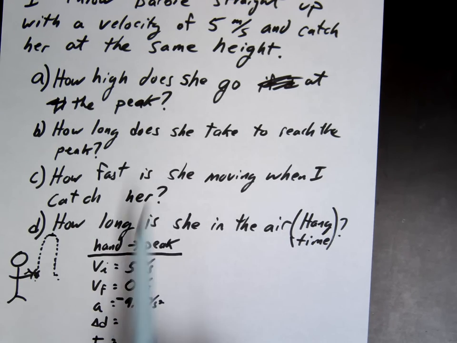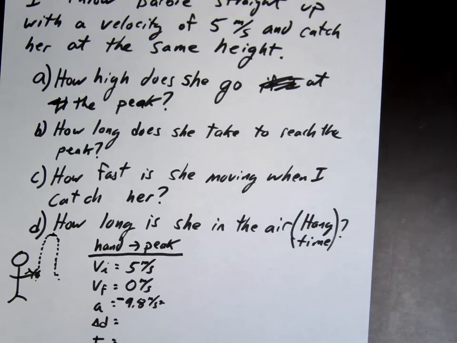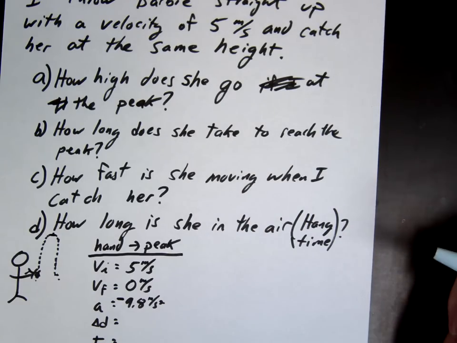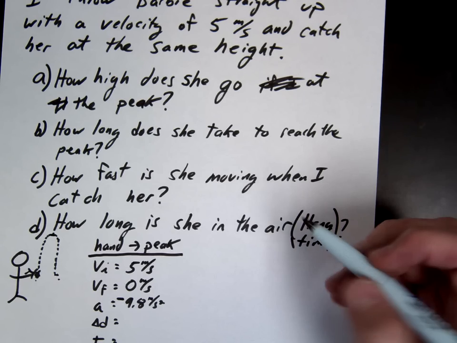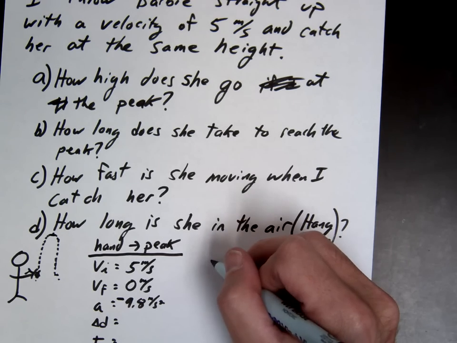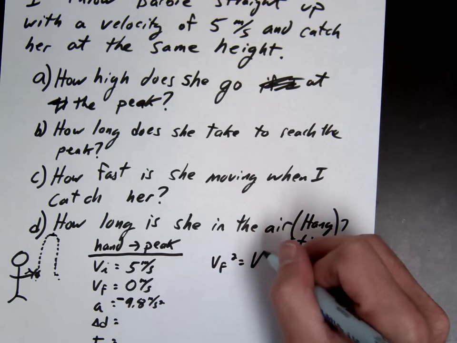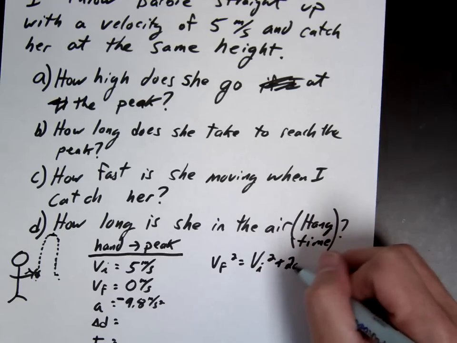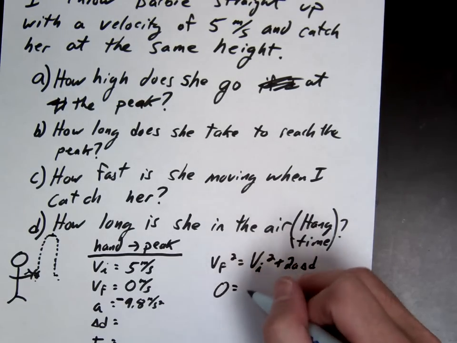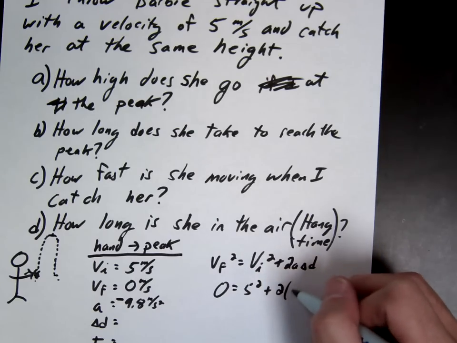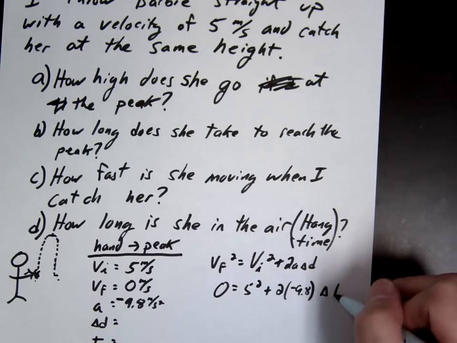How high does she go? So we now have our three things. Can we go ahead and find the fourth and fifth? Which one's going to work for us here? We're looking for distance. So the fourth one looks good. VF squared. Zero equals 5 squared plus 2 times negative 9.8 times delta D.